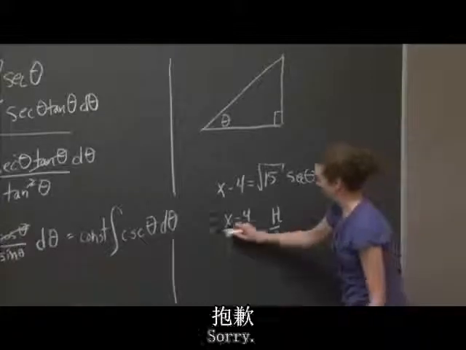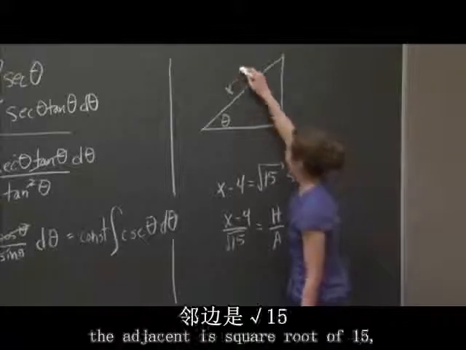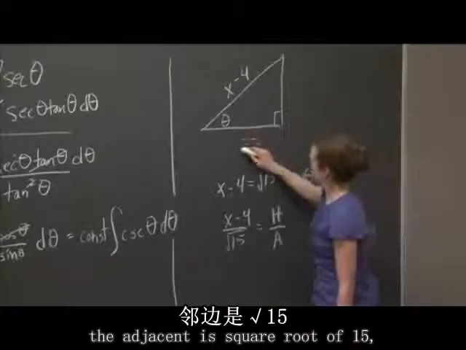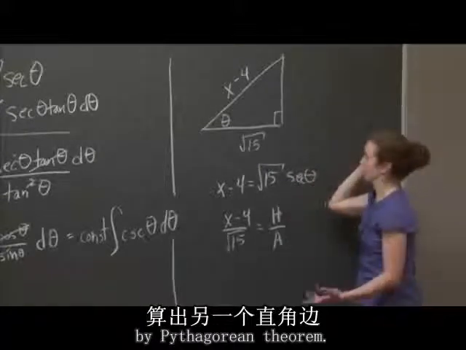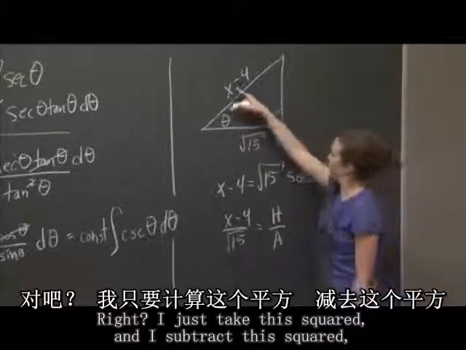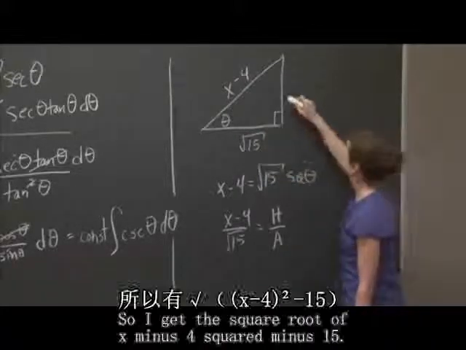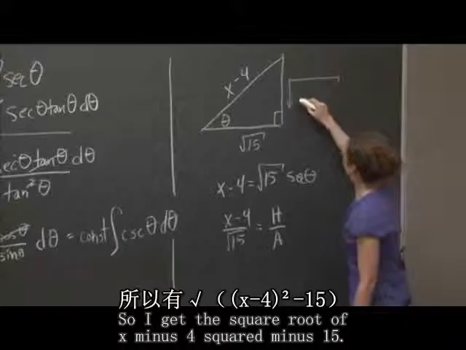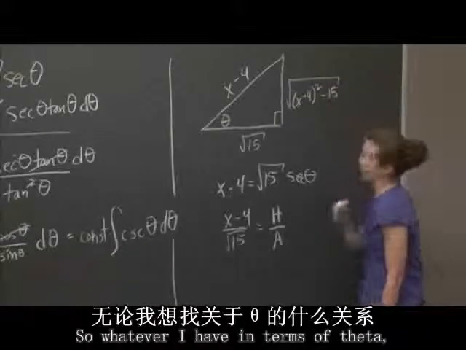Did I square root? Sorry. Square root. So the hypotenuse is x minus 4. The adjacent is square root of 15. And then now I can fill in the opposite by the Pythagorean theorem, right? I just take this squared, and I subtract this squared, and then I take the square root. So I get the square root of x minus 4 squared minus 15.